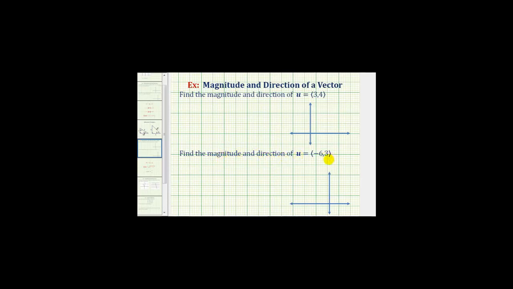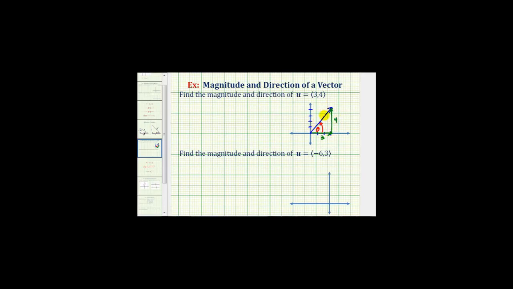So for the first example, our vector has an initial point at the origin and a terminal point at the point 3, 4. The terminal point would be here. So here's our vector. The direction would be this angle here between the positive x-axis and the vector. The horizontal component is 3, and the vertical component is 4.